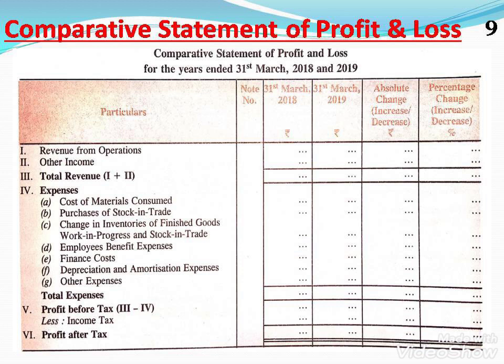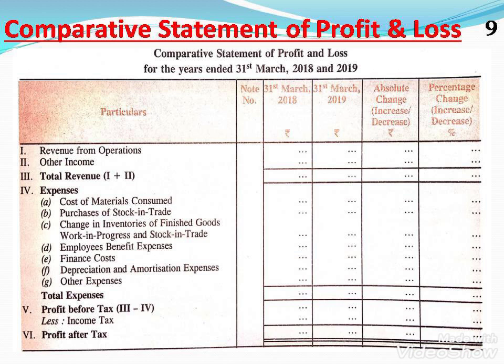Now we have to find a difference. This is an increase of rupee 50,000. Now this increase in the value will be converted into percentage by applying the formula change in absolute figure divided by previous year figure multiplied by 100. So this will result in 100%.